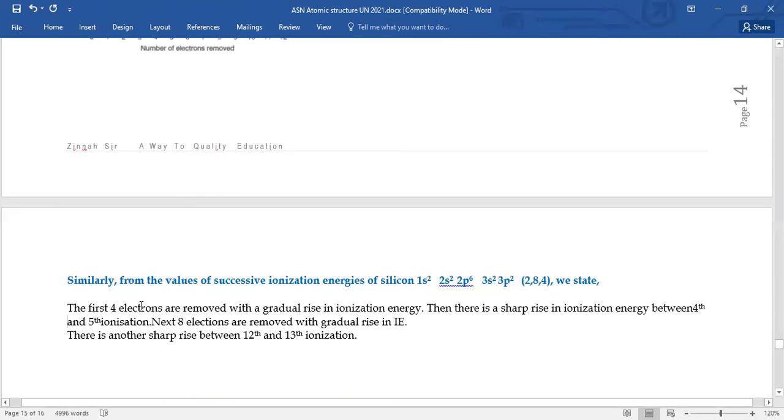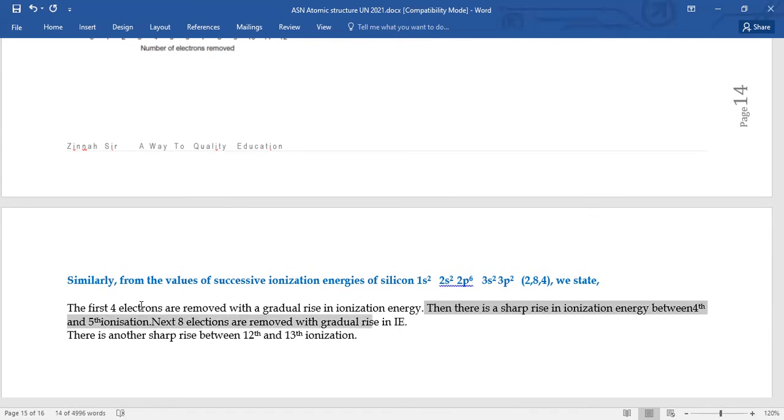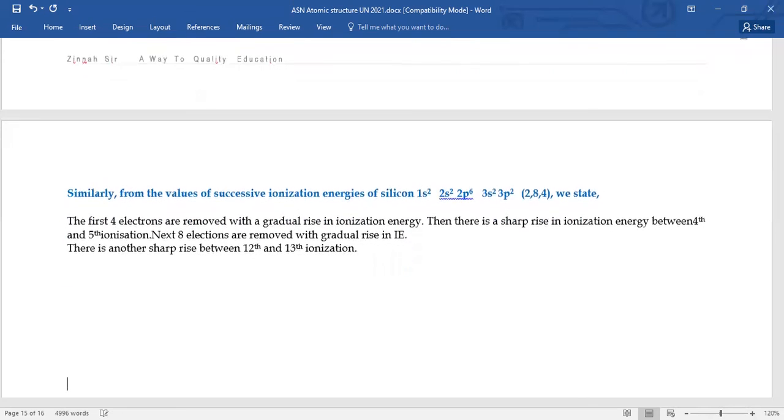Here, the first 4 electrons are removed with a gradual rise in ionization energy. You don't have the values, but you will have to write what you expect. Because the last shell has 4 electrons, there is then a big jump in ionization energy, and the next 8 will be a gradual rise. And another big jump will be there after 8, between the 12th and 13th ionization. Understand? This is how you expect the pattern of ionization energy. Everybody, you can read this.